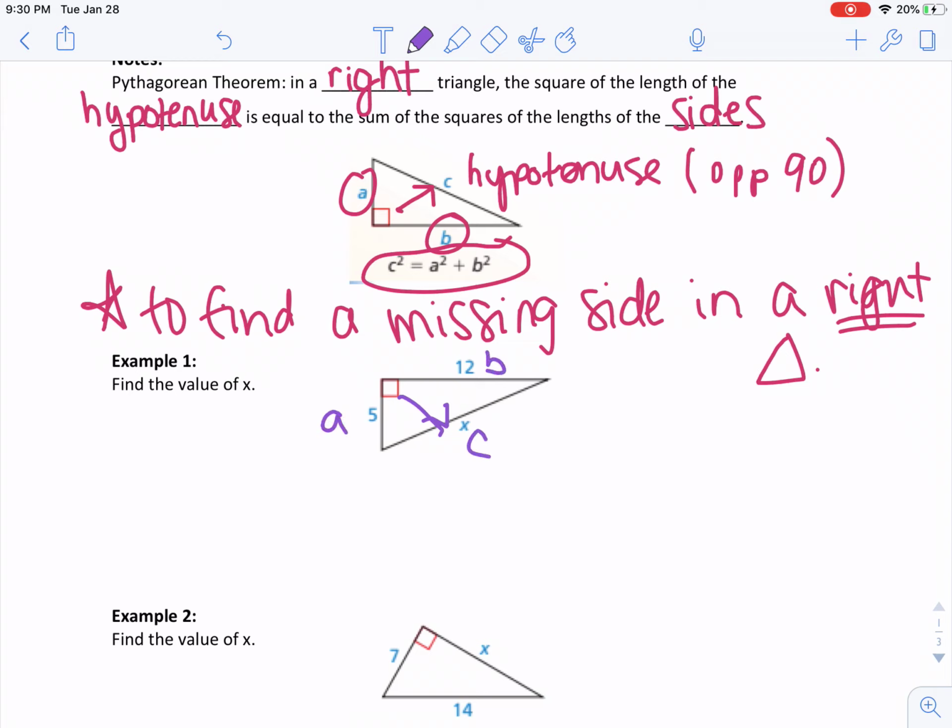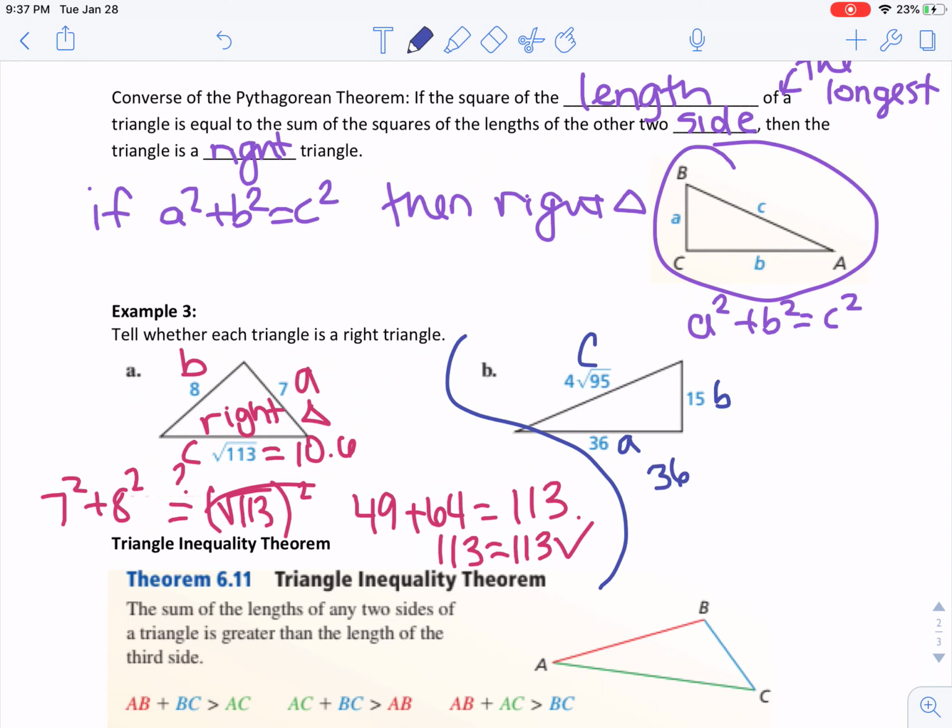So when I set this up, I have to know what C is. Well, if you type in 4 square roots of 95, it ends up being bigger than 36 and 15. So this one has to be C, this one's A, and this one is B. So we're going to do 36 squared plus 15 squared. And we want to know, is that going to be equal to 4 square roots of 95 squared?